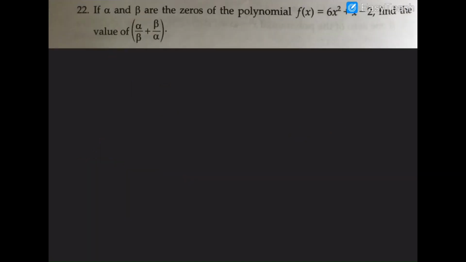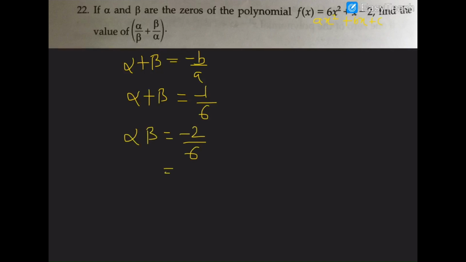If alpha and beta are the zeros of the polynomial 6x square plus x minus 2, find the value of alpha by beta plus beta by alpha. So from this equation, ax square plus bx plus c. So what is alpha plus beta? It is minus b by a. So alpha plus beta is what? Minus 1 by 6. And alpha into beta is what? Minus 2 by 6, which is minus 1 by 3.